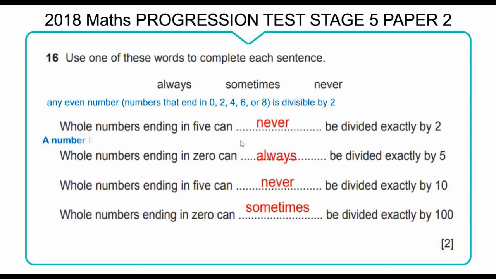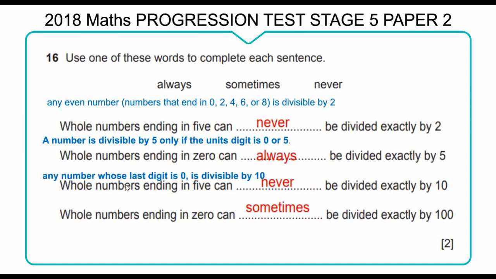Next. Whole numbers ending in 0 can always be divided exactly by 5. A number is divisible by 5 only if the unit digit is 0 or 5. So it is 0, so this fits the divisibility rule. Next. Whole numbers ending in 5 can never be divided exactly by 10. The reason is the last digit must be 0 so that the number is divisible by 10. So a number ending in 5 cannot be divided exactly by 10.